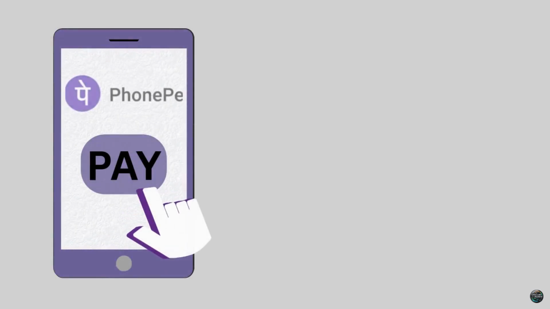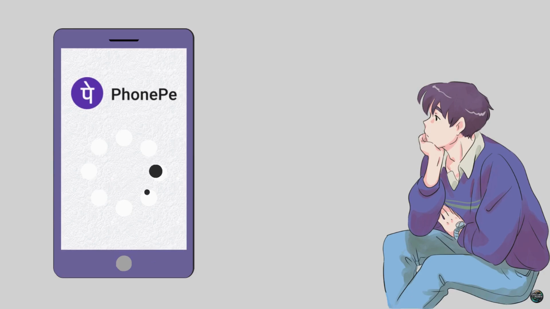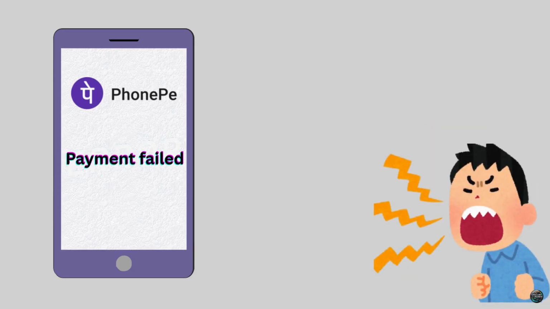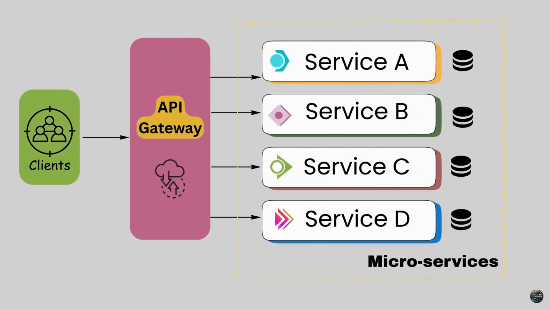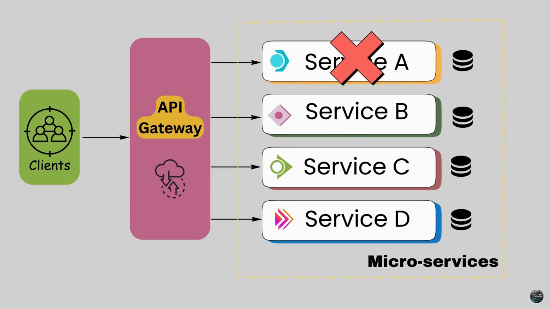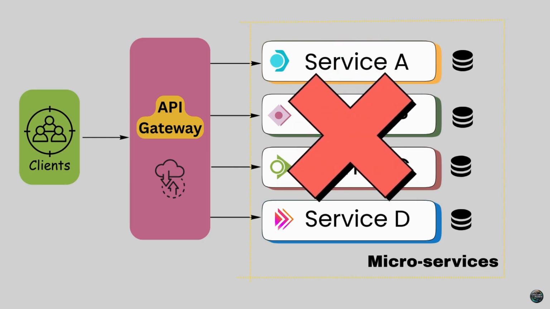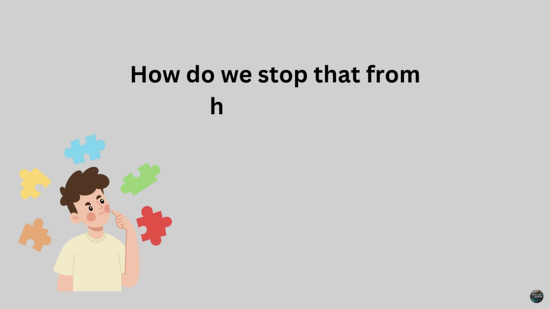Have you ever clicked Pay Now on an app and nothing happens? The page keeps loading, 5 seconds, 10 seconds, then an error message. Frustrating, right? This usually happens when one service in the backend fails or responds slowly. In a microservice system, everything is connected. If one service breaks, others can fail too. So, how do we stop that from happening?